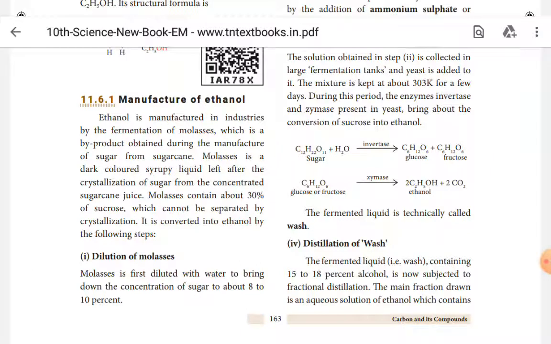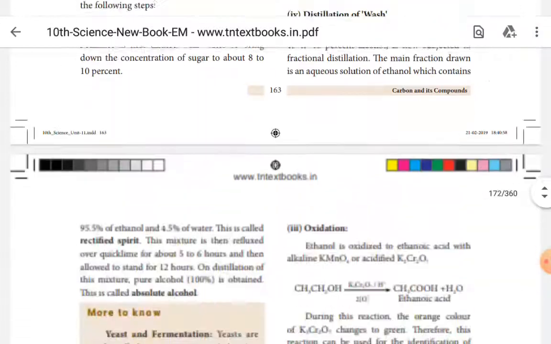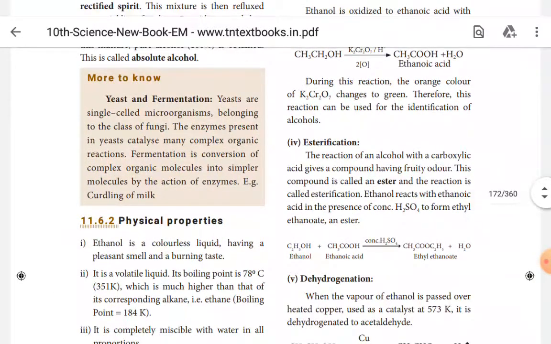What is the basic principle used in the manufacture of ethanol? It is fermentation. What is fermentation? Fermentation is converting complex molecules into simpler molecules. Here it is given; see in the More to Know. Fermentation is the conversion of complex organic molecules into simpler molecules by the action of enzymes. One example given is curdling of milk.